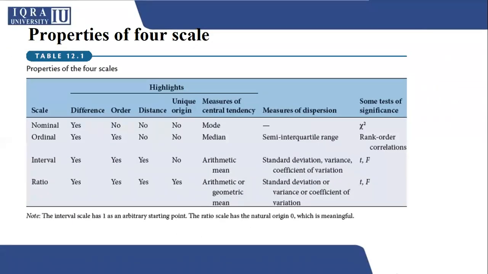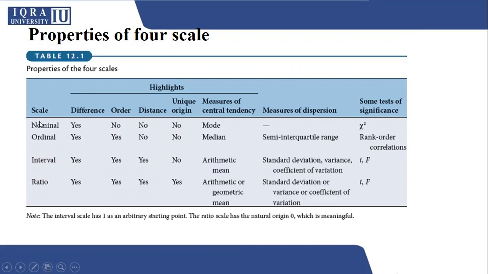Now the properties of the four scales. What we have studied up till now: nominal, ordinal, interval, and ratio scale. Do you find differences in nominal scale? Yes, we find differences. Do you find order? There is no order in nominal scale. You won't find distance in nominal scale. Do you find unique origin? No. So these are the basic differences of the nominal scale.